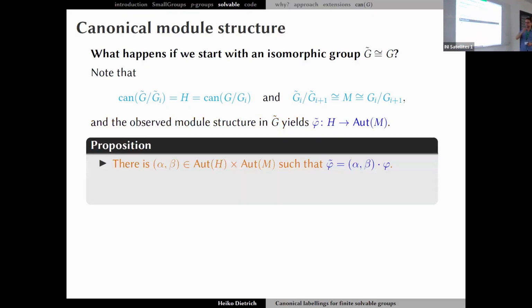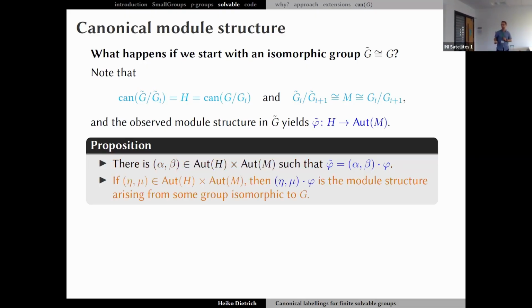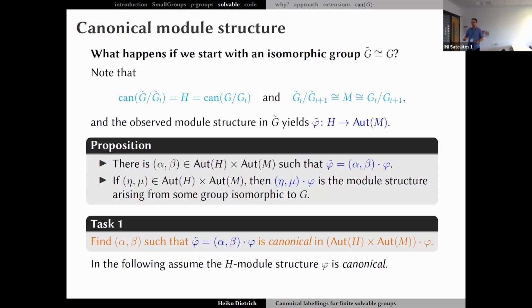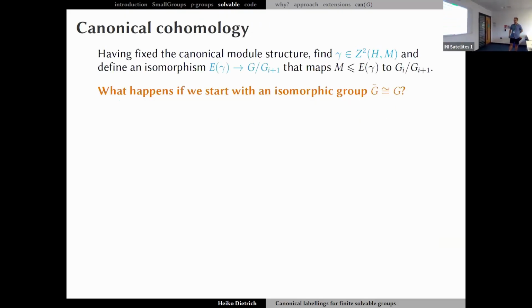Yeah? So then you can show that the module structure of G that we have observed and the module structure of phi tilde that we have observed, they lie in the same orbit under the direct product of these automorphisms. They are in the same orbit. And conversely, if you pick any other element in that orbit, then this gives you a module structure that could come from an isomorphic group. So we really have to find in the orbit of the automorphism group, of the observed, some canonical element. And canonical is up to us how we want to define that. Right? As I said earlier, we just have to make it deterministic. So once we have done that, we assume that the module structure is the canonical one.